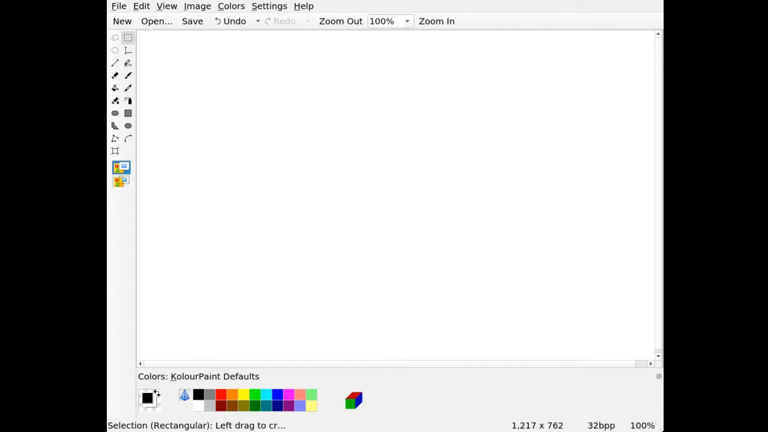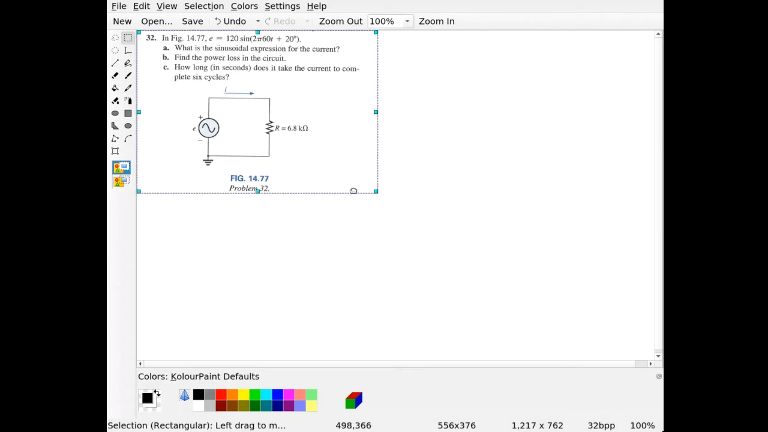All right. And so if you feel you need practice or whatever, the back of the book has lots of different circuits and stuff to work with. So I'm just going to start off real simple here with problem number 32. And then we'll just work on some other problems after that. All right, so this is problem number 32.